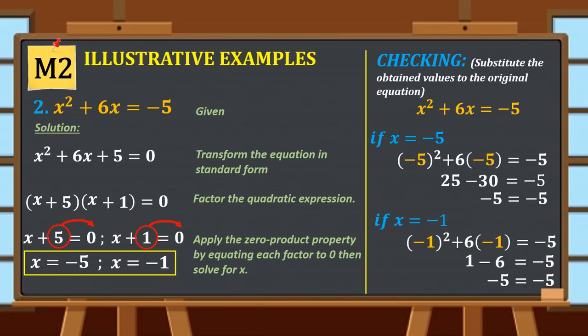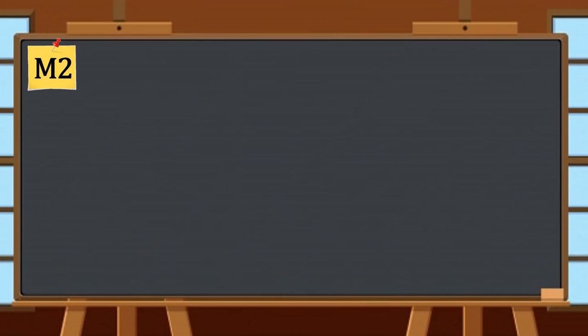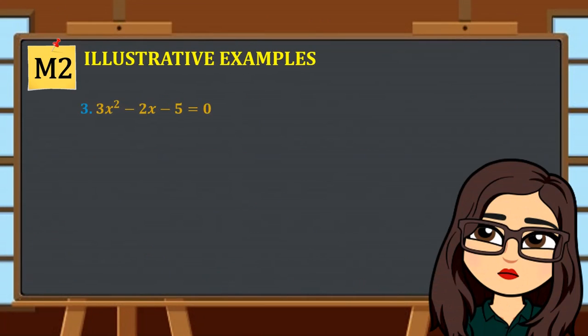So since in our checking, we obtain an equal value, we solved for the correct values of x. So x equals negative 5 and x equals negative 1. And that is example number 2. So now let's proceed with example number 3. 3x squared minus 2x minus 5 equals 0.